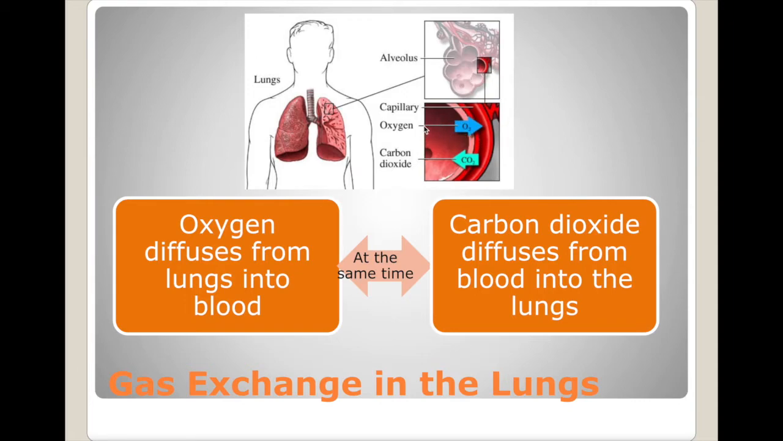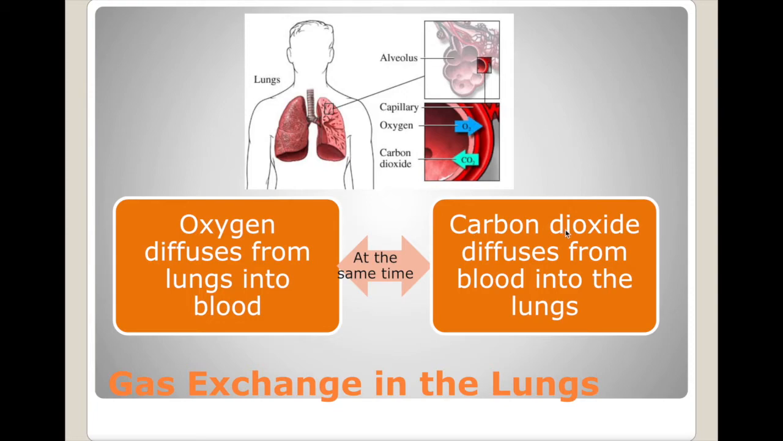And you can see that the oxygen will diffuse into the bloodstream from the alveolus. This is a little bit of this square picture right here. They've blown it up. And the carbon dioxide that's in this bloodstream, which is this darker red right here, will diffuse back into the alveolus and allow the lungs to exhale it out. Okay, so oxygen diffuses from the lungs into the blood. At the same time, the carbon dioxide is diffusing from the blood into the lungs.